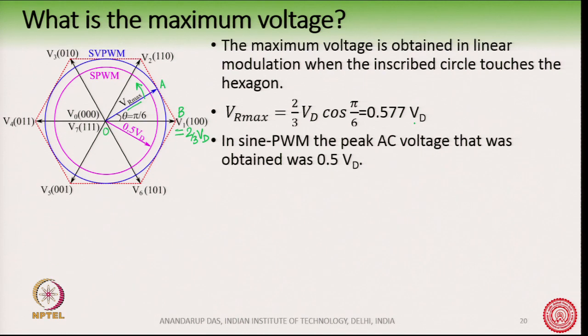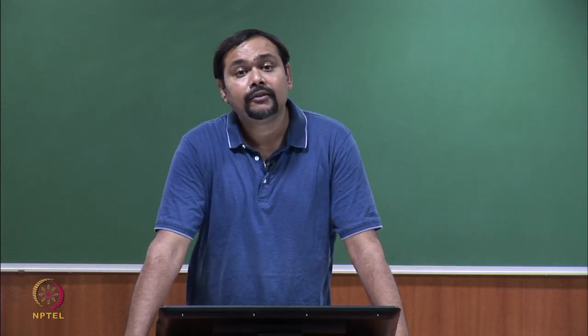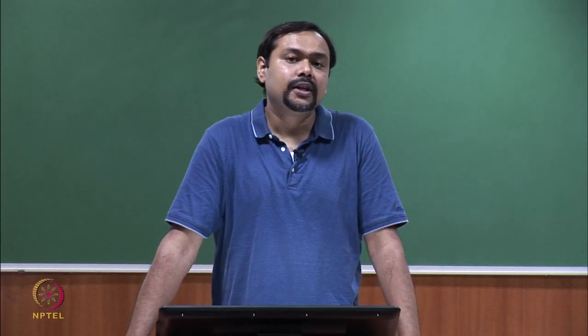Compared to that, the space vector PWM gives us 0.577 VD. This is the maximum voltage we can get, and that can be impressed on the load. So, load peak phase voltage is 0.577 VD, and this is about 15% more than what can be obtained with Sine PWM. In Sine PWM we obtained 0.5 VD, and in space vector we have obtained 0.577 VD, which means we are obtaining 15% more in space vector PWM from the same DC bus voltage. This is the advantage of using space vector PWM.